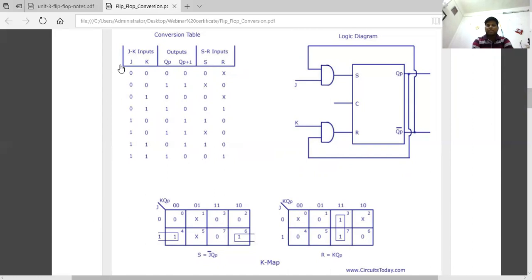Here the input section is J, K and QP. So for the S flip flop we have to draw the K-map. The input section is J, K and QP, and we have to fill it as in a JK map solution. We fill 0 0 0, 0 0 1 cross sign, 0 1 0 0, 0 1 1 0. Then we solve for the possibility of pairs. The first pair is mentioned here: S equals J QP dash.